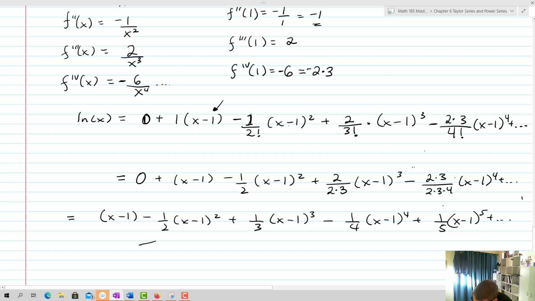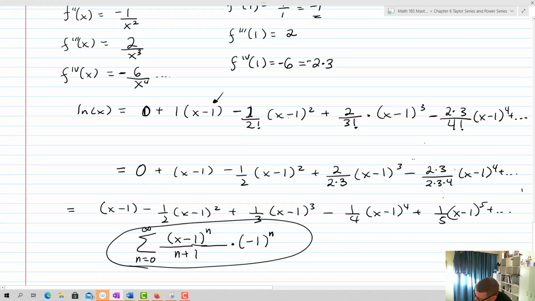Which means that our series now is going to be the sum n equals 0 up to infinity of x minus 1 to the n divided by n plus 1 times negative 1 to the n, negative 1 to the n, excuse me. And that will end up being our Taylor series and our summation.